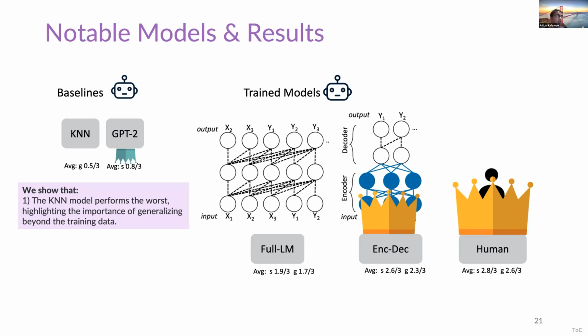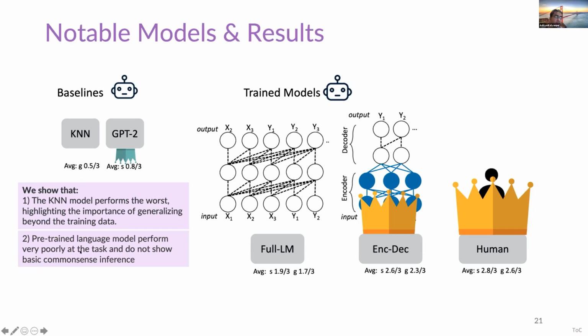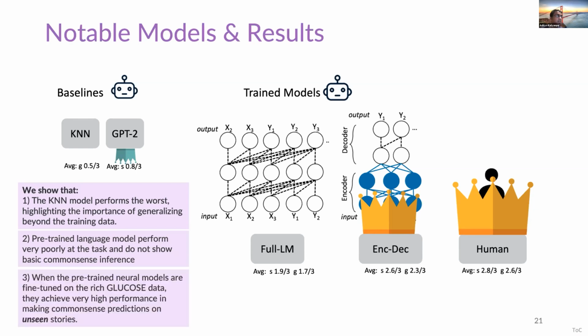The conclusions are, the KNN model performs the worst, which kind of makes sense. It highlights the importance of generalizing beyond your training set. The pre-trained language models, just out of the box, GPT-2, and we even tried T5, work very poorly at this task, because they lack this common sense knowledge that is very implicit and not mentioned in corpora. But when you take one of these pre-trained models and fine-tune it on high quality common sense rules, then even for this extremely challenging task of common sense reasoning, you still get pretty good results on unseen data. So that was a nice result.